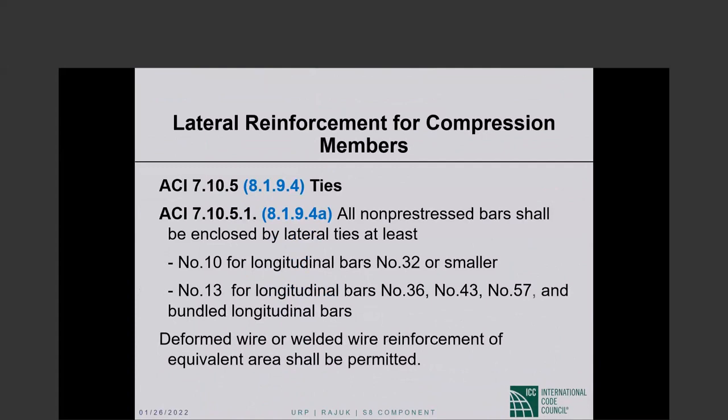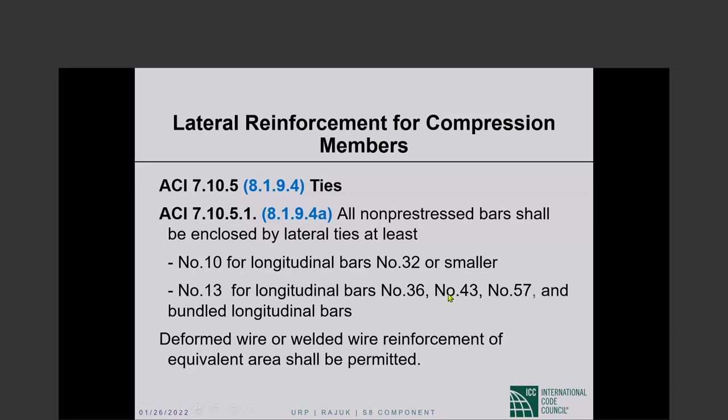So we are now talking about column ties. All non-pre-stressed bars shall be enclosed by lateral ties at least. I don't have a feel for these numbers because they have been converted, but we all know them by heart. So number 10 tie size for longitudinal bars, number 32 or smaller. Number 13. So in our case, number 4 for longitudinal bars, number 36, 43, and 57.